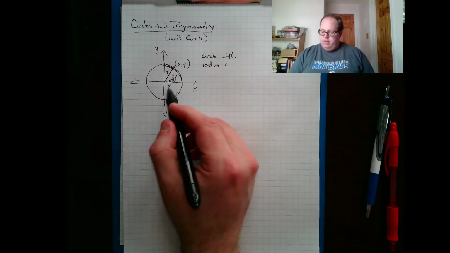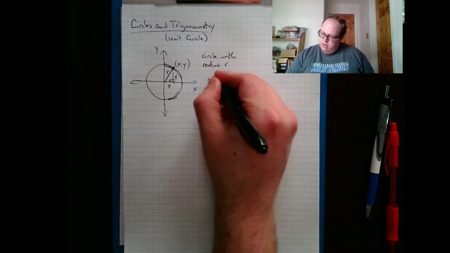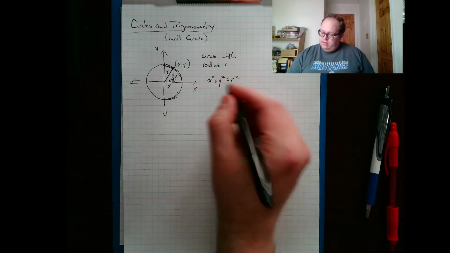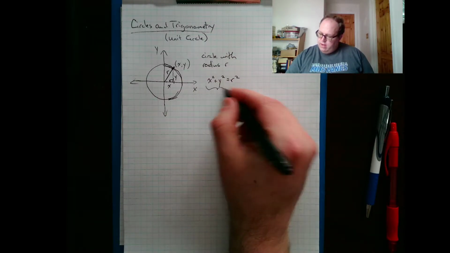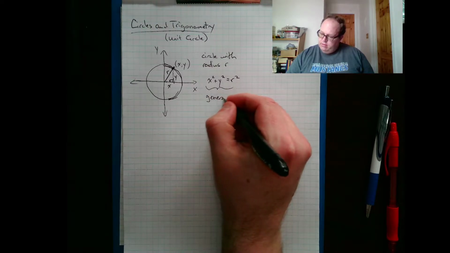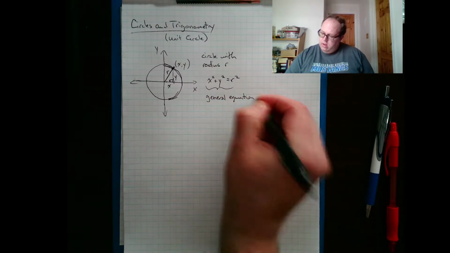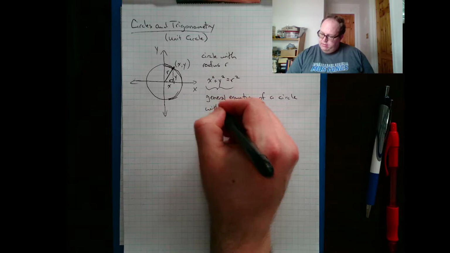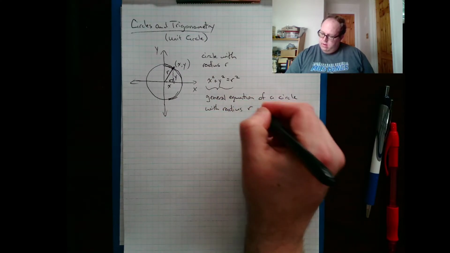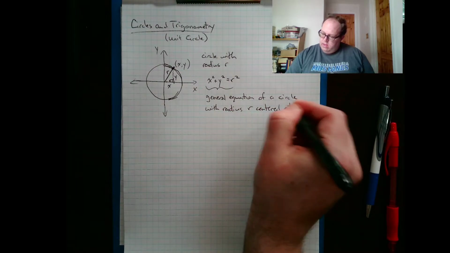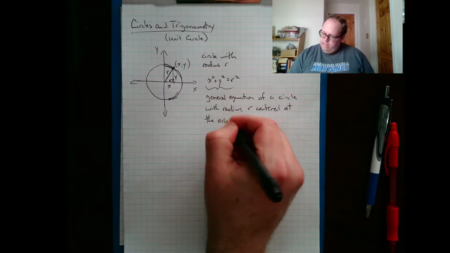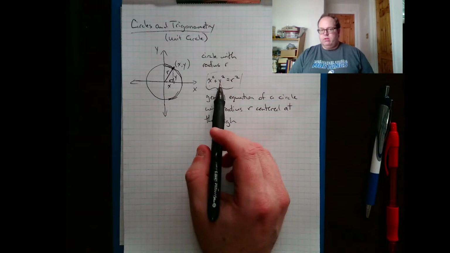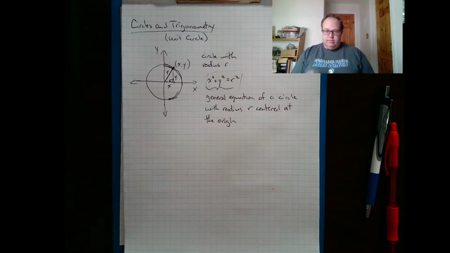So what's my relationship between x, y, and r? Well, I think by Pythagoras, x squared plus y squared equals r squared. And this is also referred to as the general equation of a circle with radius r centered at the origin. Any point that's on my circle, the x and y coordinates of that point have to satisfy this equation.